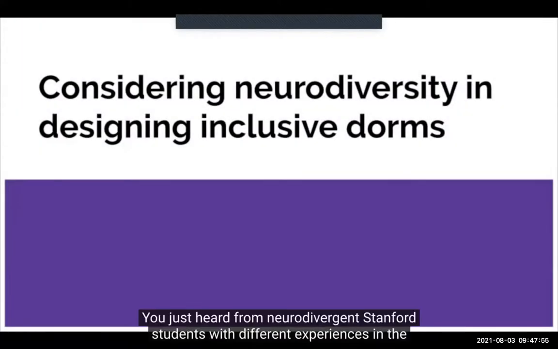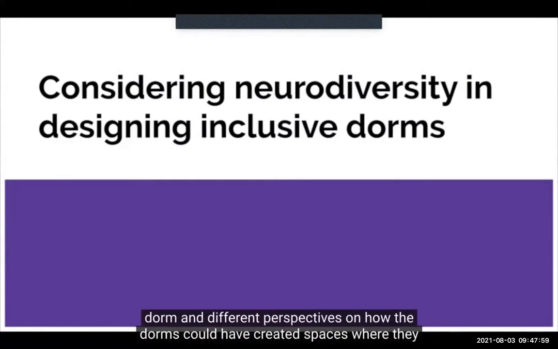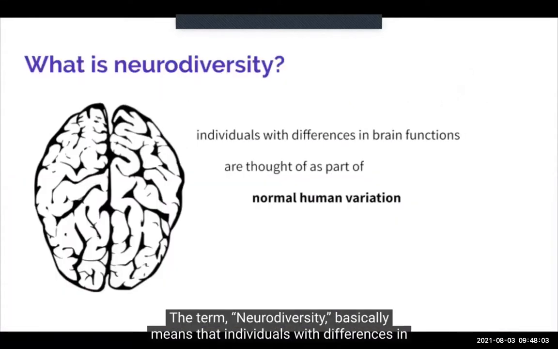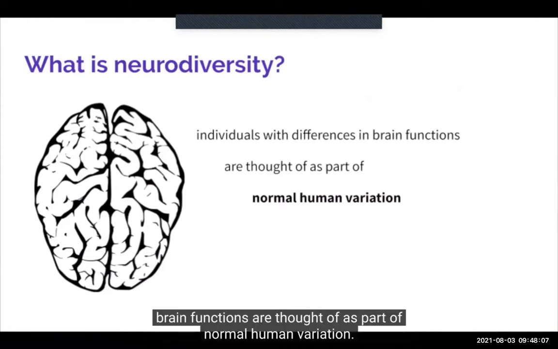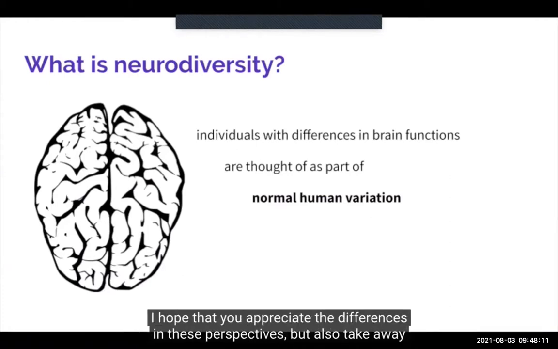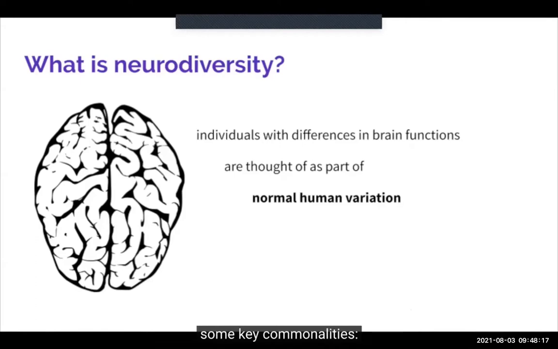You just heard from neurodivergent Stanford students with different experiences in the dorm and different perspectives on how the dorms could have created spaces where they could better thrive. The term neurodiversity basically means that individuals with differences in brain functions are thought of as part of normal human variation. I hope that you appreciate the differences in these perspectives, but also take away some key commonalities.